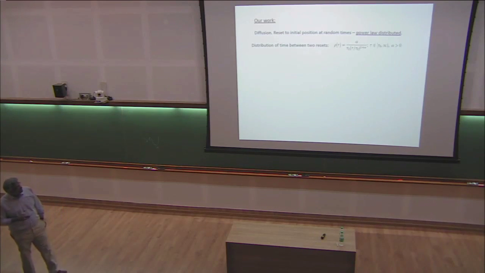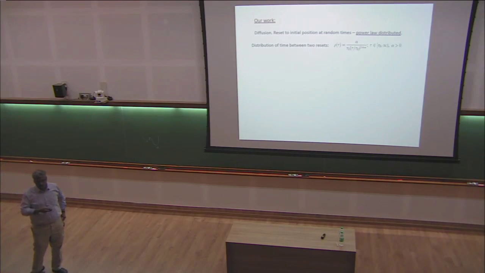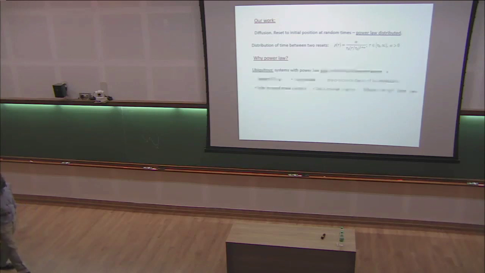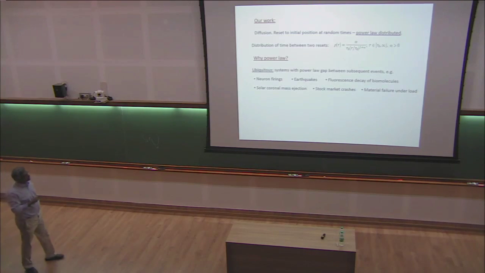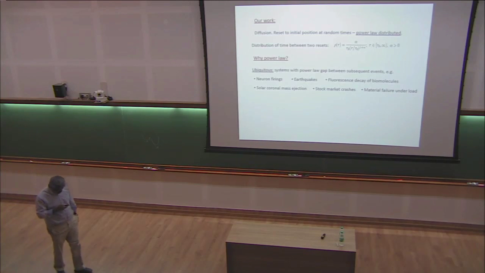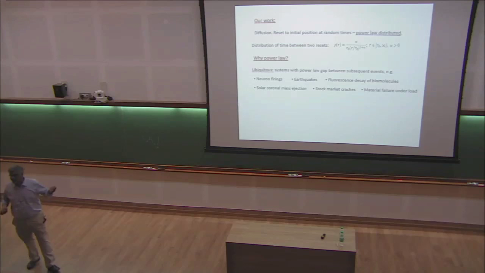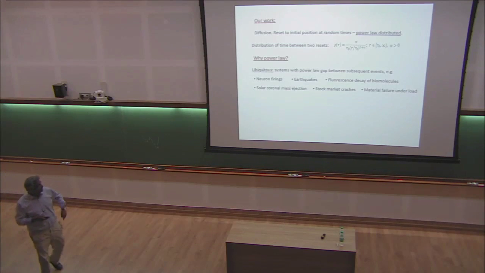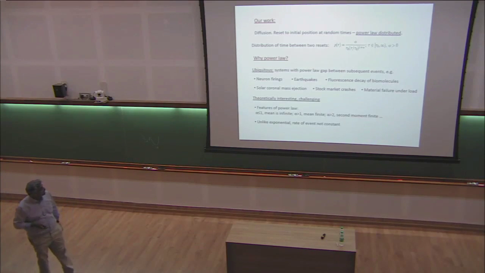And what we have done is we have taken the distribution between two resets, the random time, as a power law. And so what is the motivation? Well, one is that power laws are fairly common. So these are sort of examples of systems where you see power law gaps between two successive events. I mean, neuronal firing, stock market, many things.